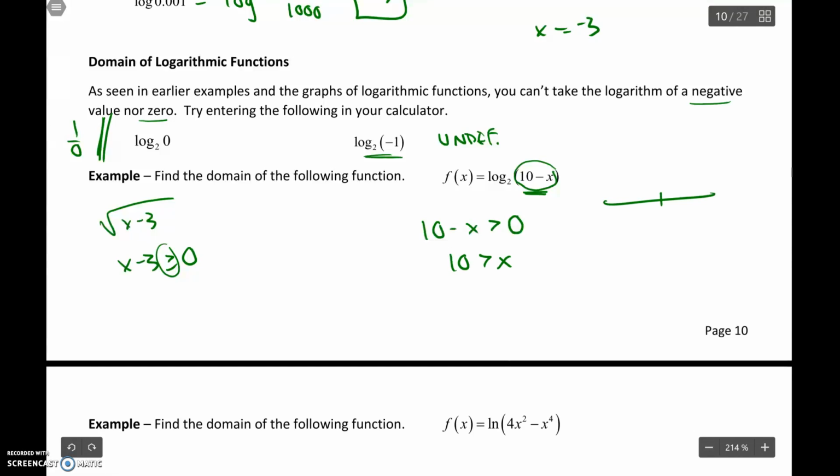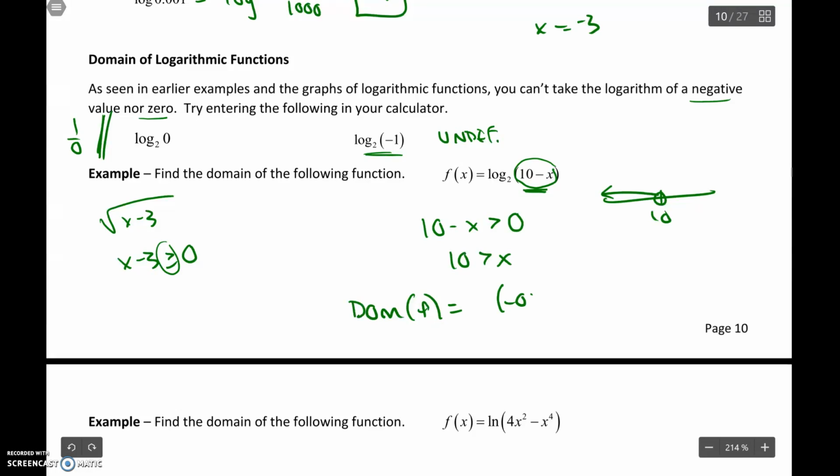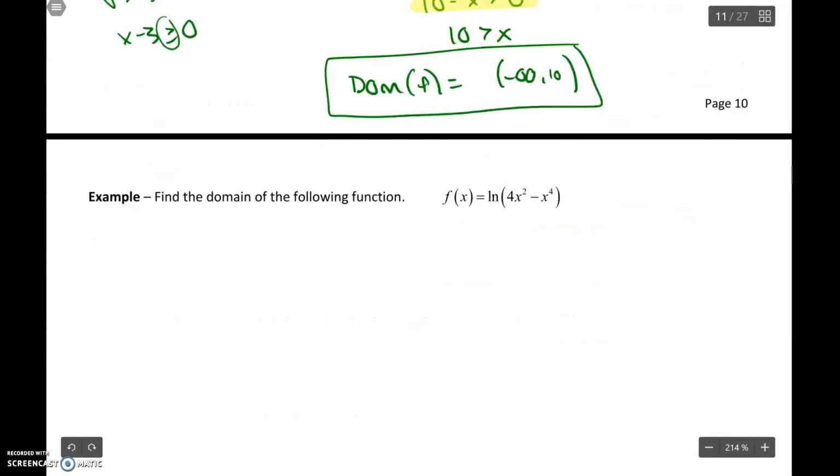So x has got to be less than 10. It's simply that data set. So the domain of our function f is negative infinity to 0. Oh, sorry, to 10. Easy peasy. I would encourage you guys to get used to setting these things up and not trying to do it in your head, just to make it more procedural.